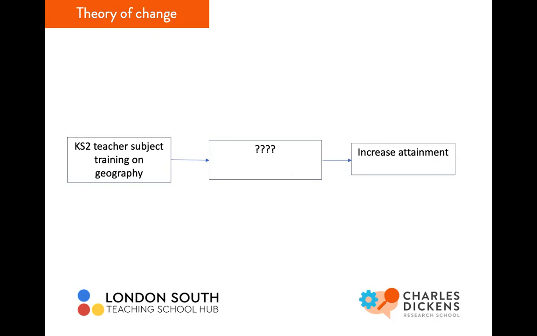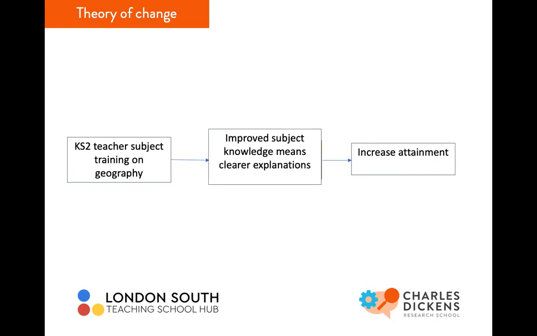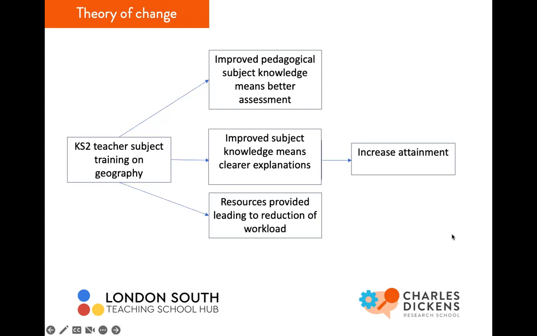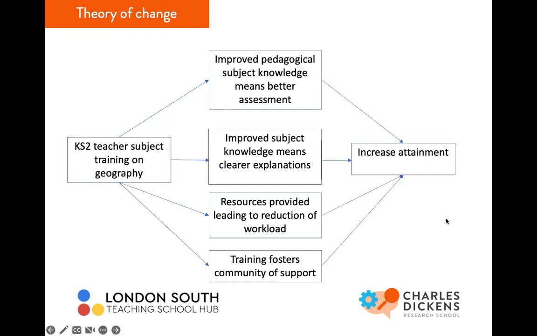Okay, welcome back. You might have said that the training will lead to improved subject knowledge, which in turn will lead to better explanations. You might have said that the training will deliver improved pedagogical subject knowledge, which would lead to perhaps better understanding of what good looks like in geography and therefore more accurate assessment. It might be that the training provides specific quality-assured teaching resources which reduce workload and give teachers more time to consider the needs of the pupils in their class. Or that the training builds a community of geography specialists as a resource to draw on for ideas and support. And all of these are plausible and credible drivers of improved outcomes.